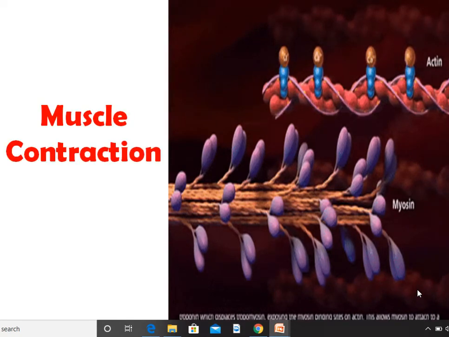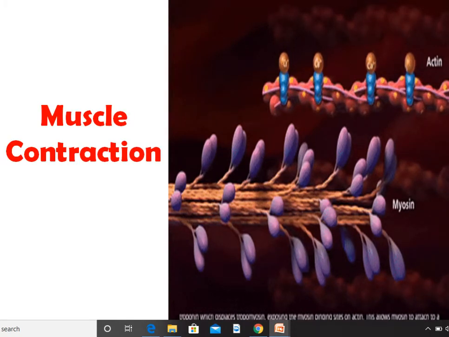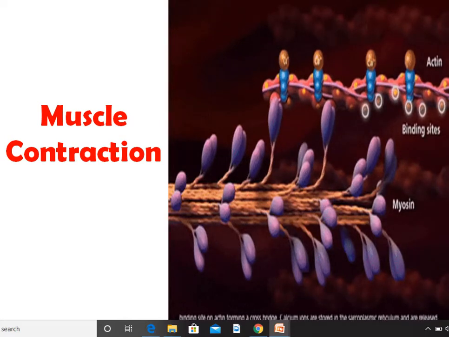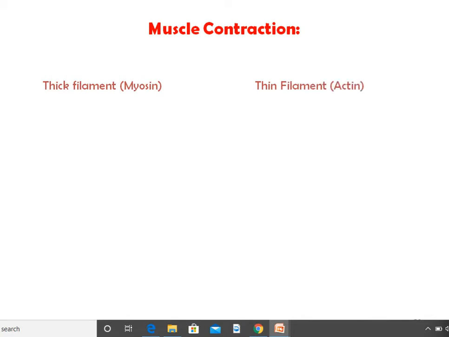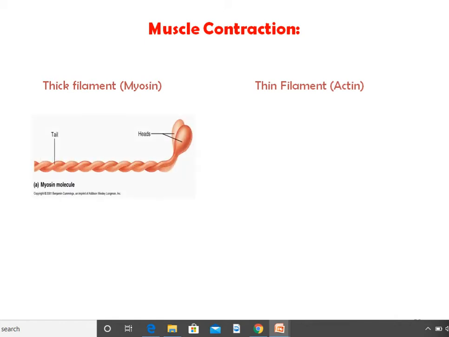Let's start with the contraction of skeletal muscle, or the muscle contraction. In the muscle contraction, there are the thick filament and the thin filament, which are responsible for the contraction of the skeletal muscle. The thick filament is myosin and the thin filament is actin. The myosin molecule contains the tail and the heads. See in the diagram, these are the tail and these are the head.